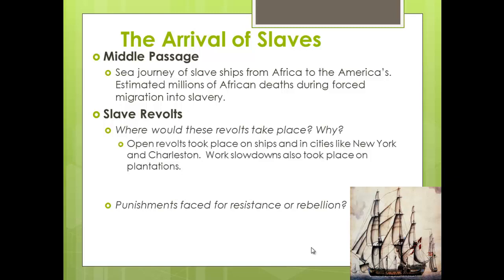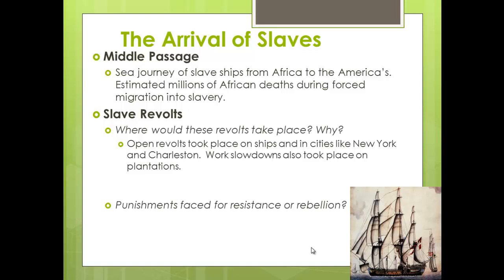Slave revolts were a real part of the time. Now, they were not something that happened very often, but they were something that did take place. And it says, our open revolts took place on ships and in cities like New York and Charleston. Also, work slowdowns were another way of slaves really revolting, and they took place on plantations or farms at times.